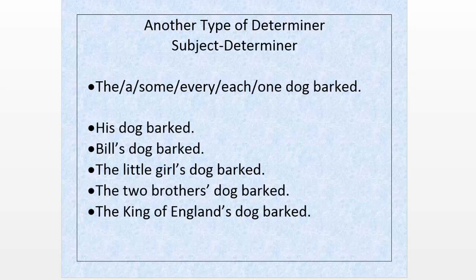And we know that these genitive expressions most commonly behave as determiners. So they can go in the same place and do that same function that determinatives can do. We've said singular count nouns require them. So the dog barked, a dog barked, some dog barked, each, every dog barked, one dog barked. Well, in that same way, these genitive noun phrases can satisfy that determiner requirement of a singular count noun. His dog barked, Bill's dog barked, the little girl's dog barked, the two brothers' dog barked, the King of England's dog barked. Okay?